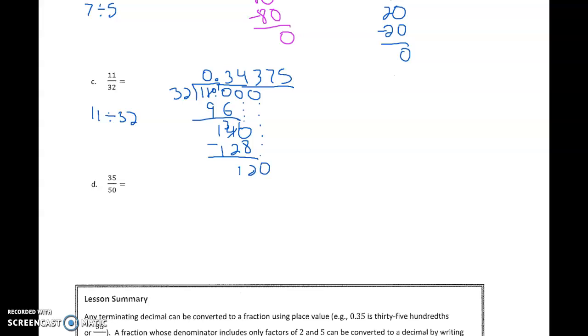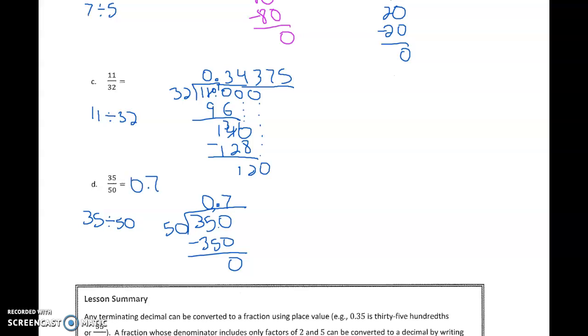Okay, well, you know what? This 35 over 50, I'm looking at that 50 knowing I can do a shortcut way. But let's just do, real quick, 35 divided by 50. 50 is going to go in there 0 times. How about 350? Well, 5 goes into 35 7 times. 7 times 50 is 350. Boom, done. So sometimes they're longer, sometimes they're shorter.